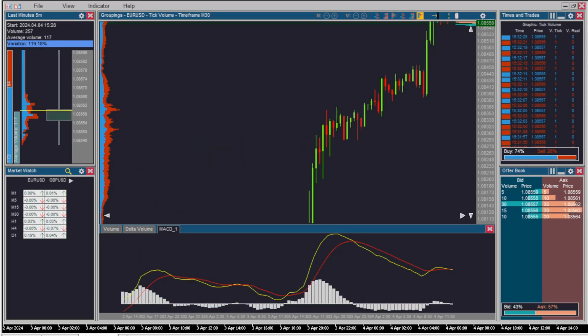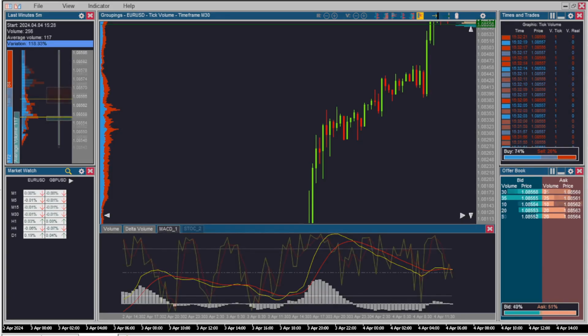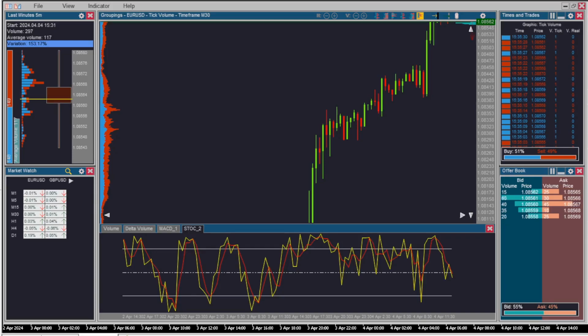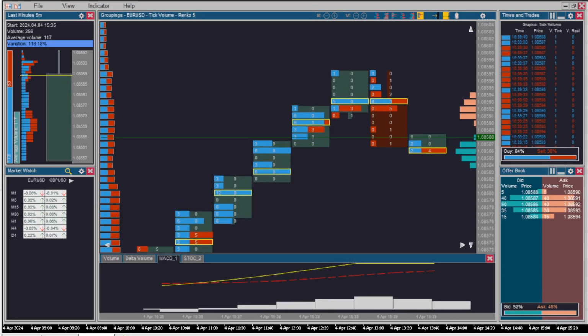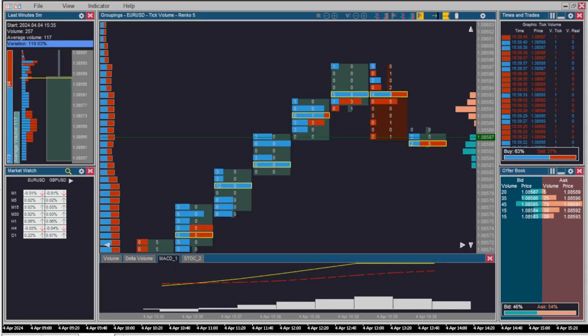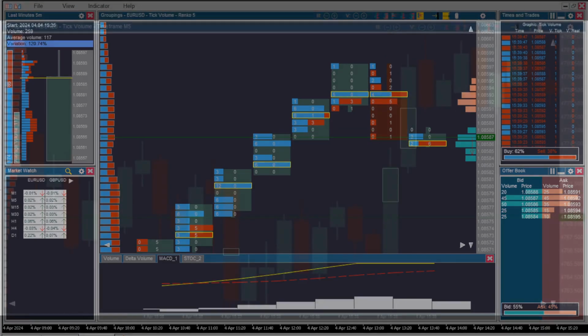MACD: analyze the divergence between two moving averages to identify changes in price direction. Stochastic: identify overbought and oversold conditions for trading opportunities. POC, point of control: price range within the candle where there is greater volume.